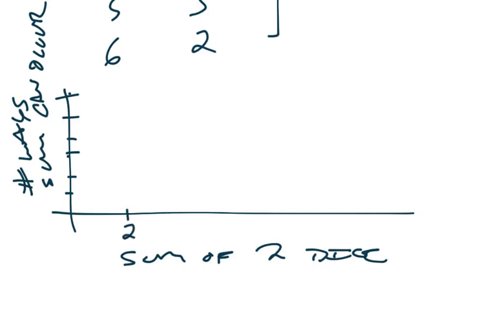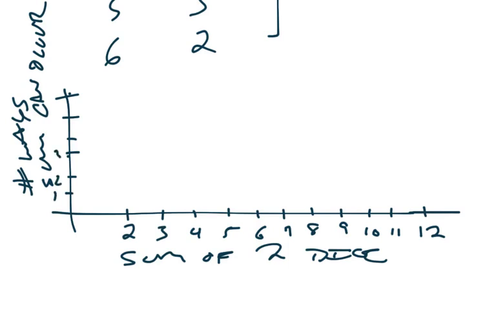2 is the smallest sum possible. 3, 4, 5, 6, 7, 8, 9, 10, 11, make it a little longer, 12. Alright, so what we've seen here is that, also I should label these, 1, 2, 3, 4, 5, and 6. Alright, what we've seen is that 2 occurs in precisely one way. A 3 occurs in 2 ways.